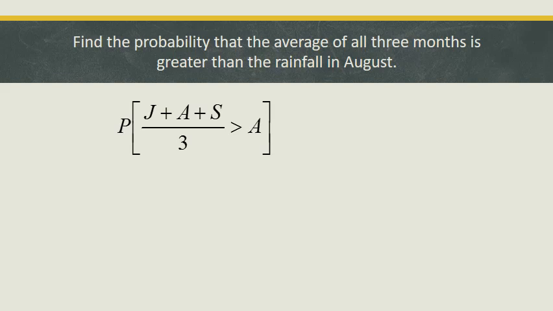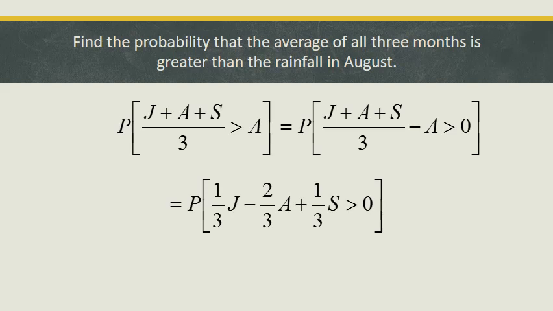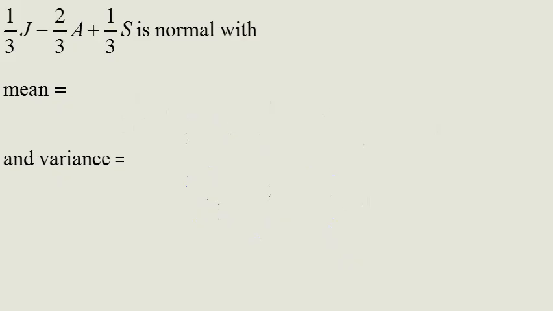This time I'm going to move the A over to the other side and then rewrite the average like I did in the previous example and simplify to get this. What I have to do now is figure out the distribution of this expression. And since these are all normal, the result will be normal. We just have to figure out its mean and variance.